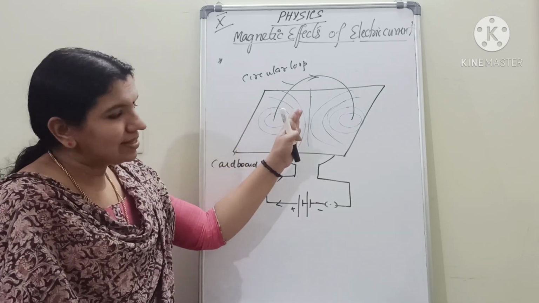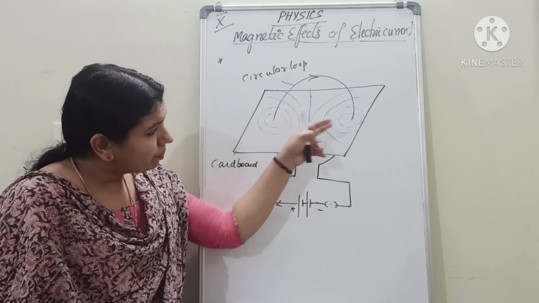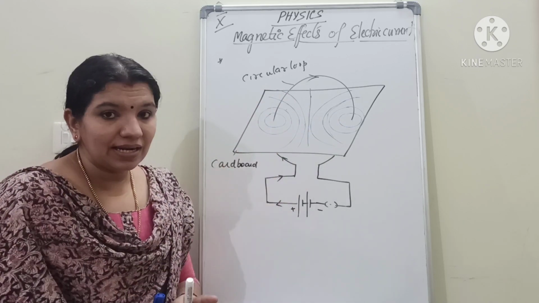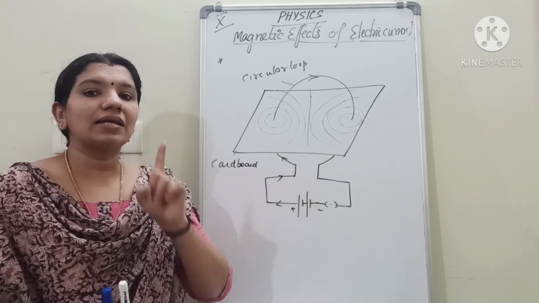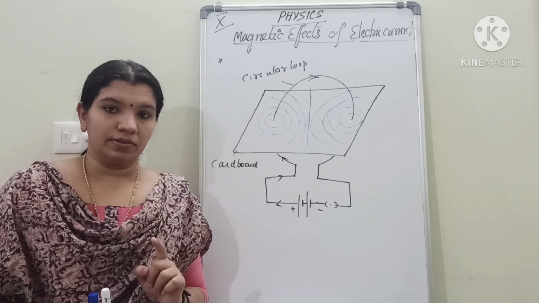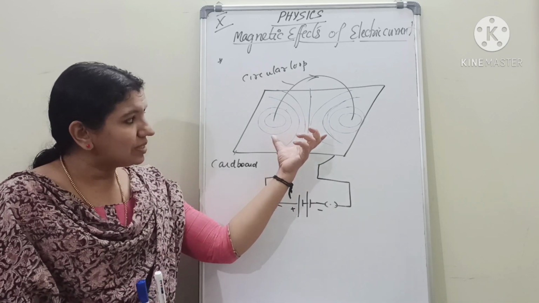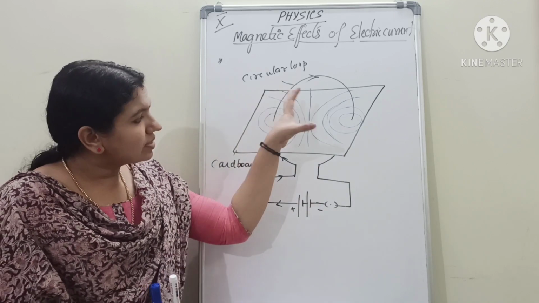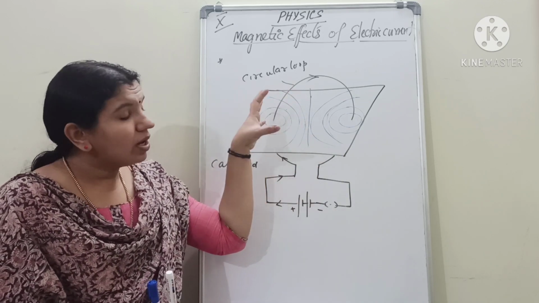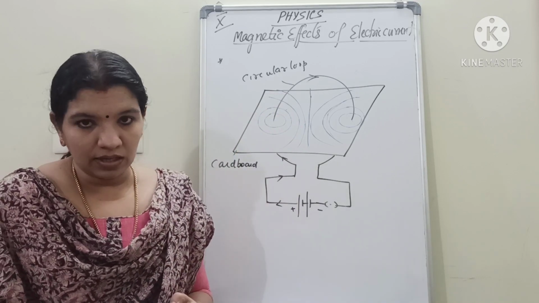But towards the center, since it is a closed loop, from both sides the magnetic field lines are coming inside, so that means at the center the magnetic field will be stronger. Okay, the strength is increased. Why? Because from both sides the magnetic field lines are moving towards the center. So more magnetic field lines will be at the center, so the strength is increased.